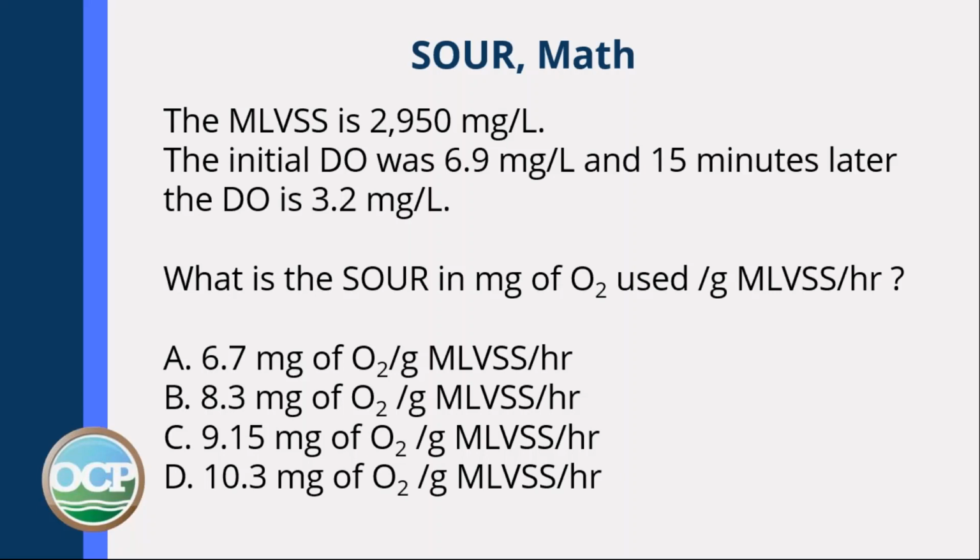Okay, the MLVSS is 2,950 milligrams per liter. The initial DO was 6.9 milligrams per liter, and 15 minutes later, the DO was 3.2 milligrams per liter. What is the specific oxygen uptake rate in milligrams of oxygen used per gram of MLVSS per hour? Which number did you get? The correct answer is C, 9.15 milligrams of O2 per gram of MLVSS per hour. Let's see how we got it.